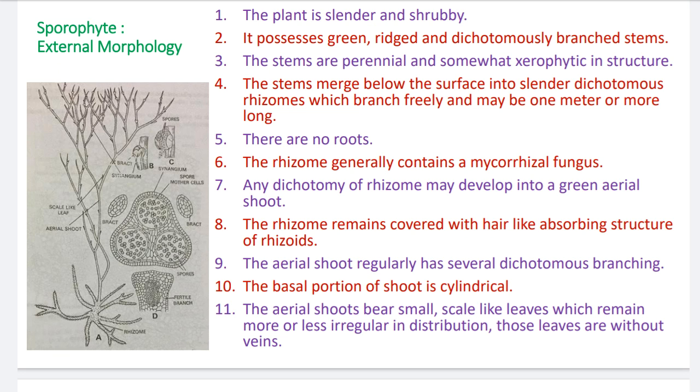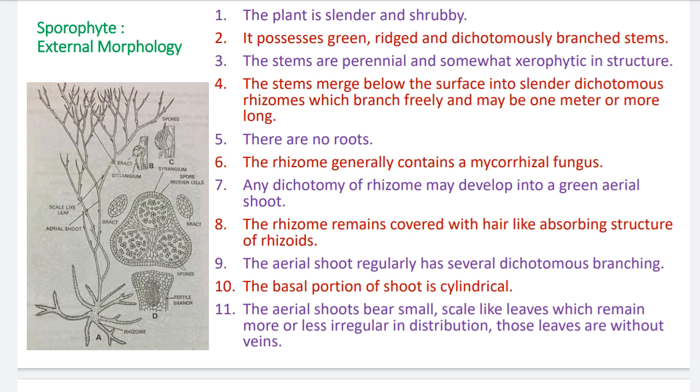Number 9, the aerial shoot regularly has several dichotomous branching. You see in the photograph the aerial branches show always dichotomous branching. Number 10, the basal portion of the shoot is cylindrical. At the base, the stem is cylindrical, okay, and at the tip they are slender.